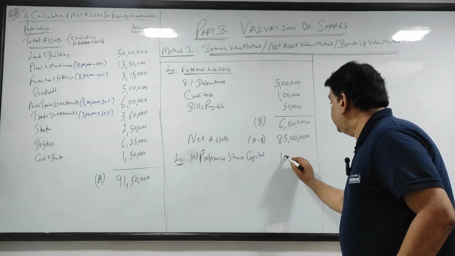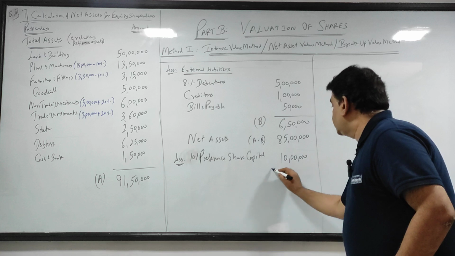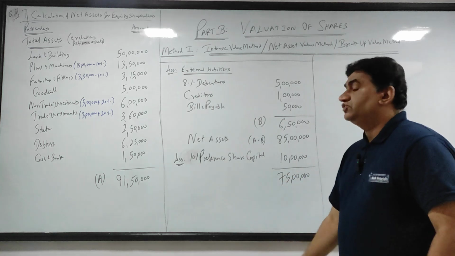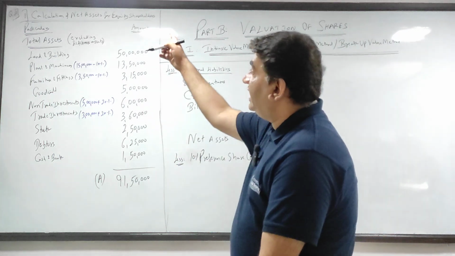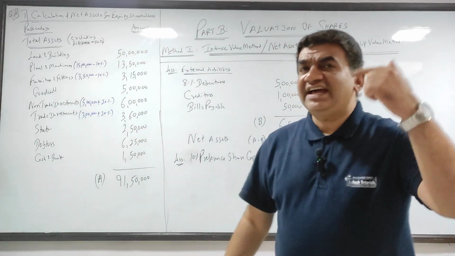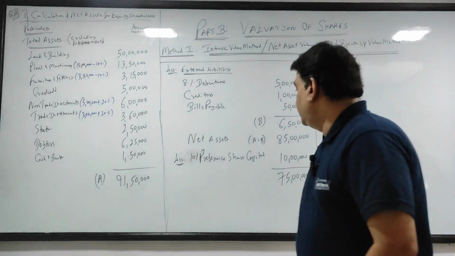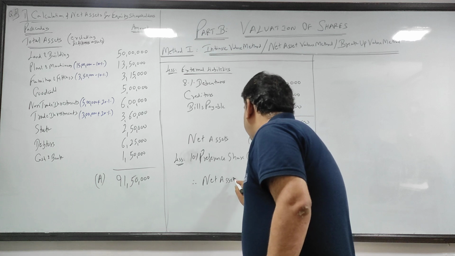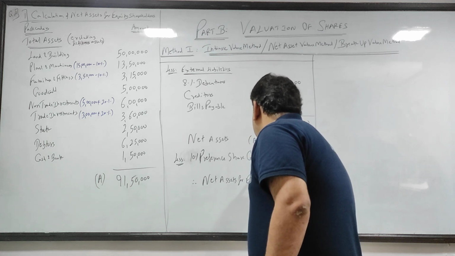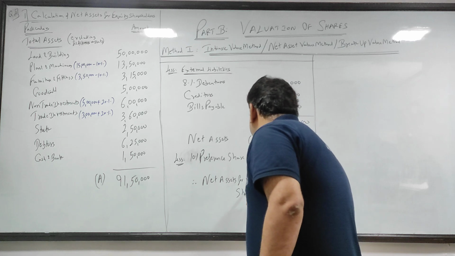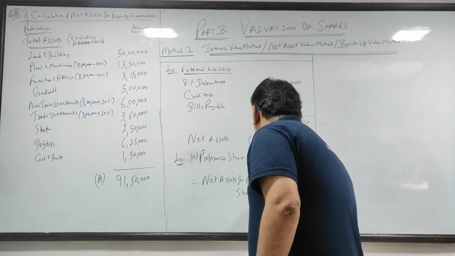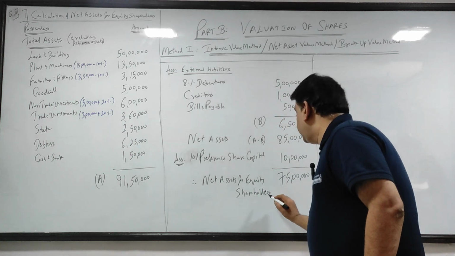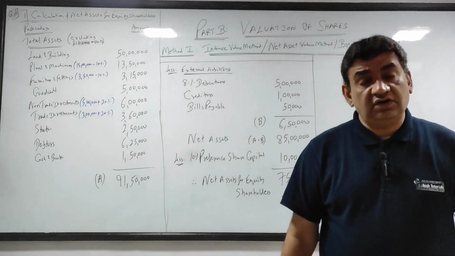Even if you write only preference share capital it is fine. How much? 10 lakhs. So now 85 minus 10 lakh gives you 75 lakhs. What is the heading? What are we calculating? We are calculating net assets for equity shareholders. So therefore the answer you get will be net assets for equity shareholders.